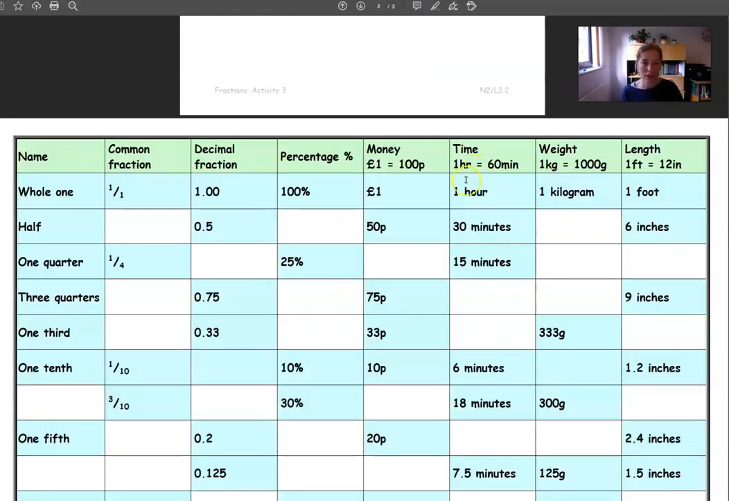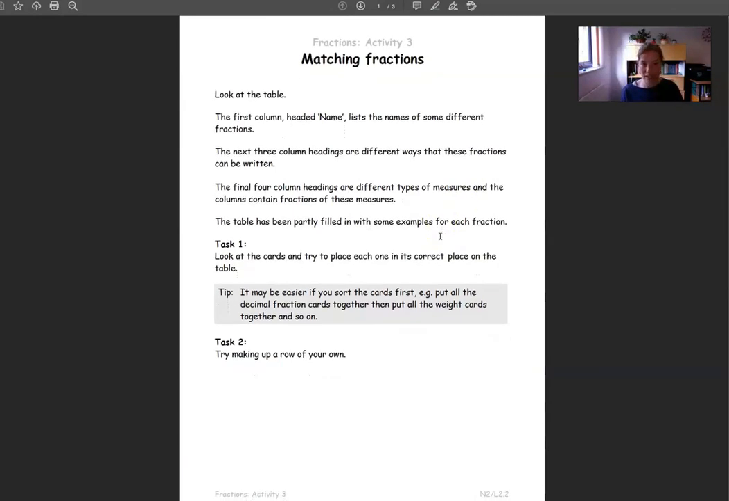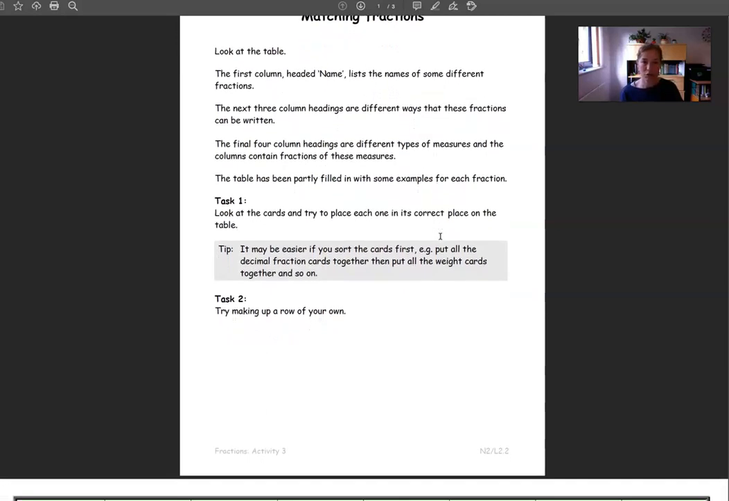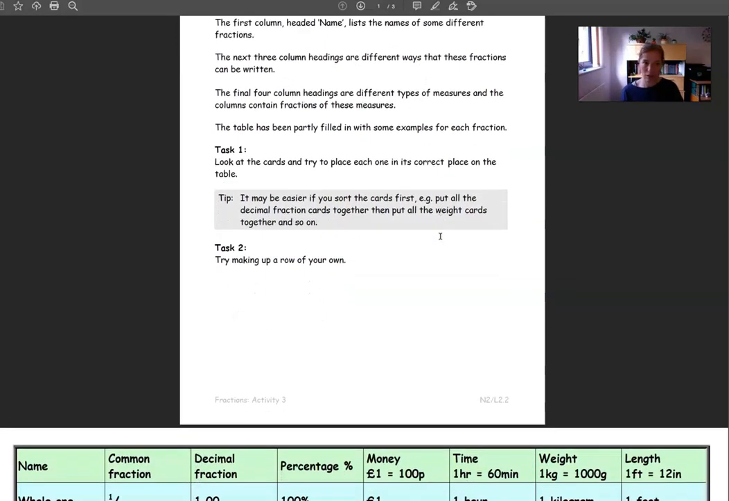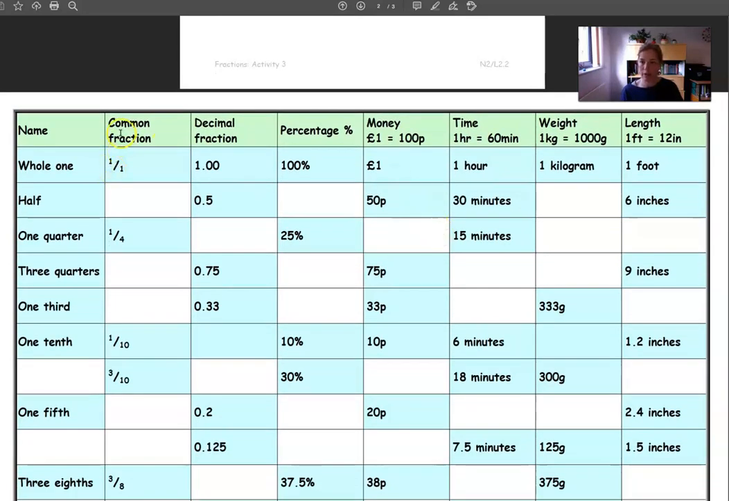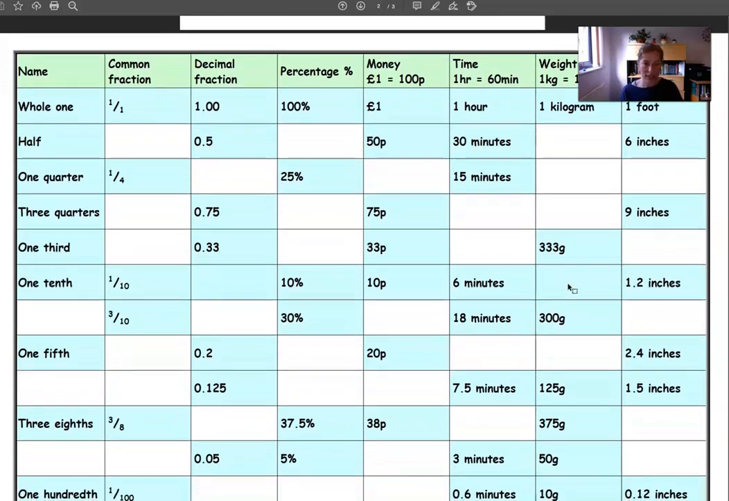And building on that further, here's a third activity. This time, learners are given a grid. I have to say, learners who use this really, they enjoy doing it. And so they're given a grid with the name of lots of different fractions. So this is a chance to consolidate their learning and compare different units. So here they compare fractions with decimals, percentages, money, time, weight and length. And again, this really gets you thinking.